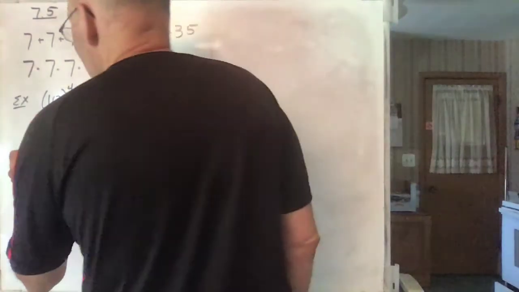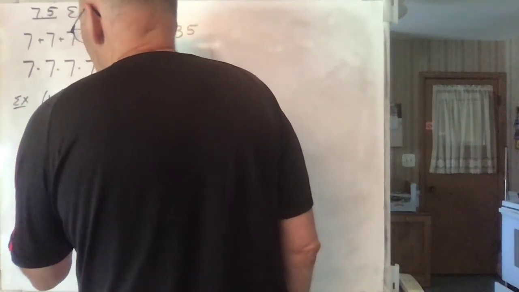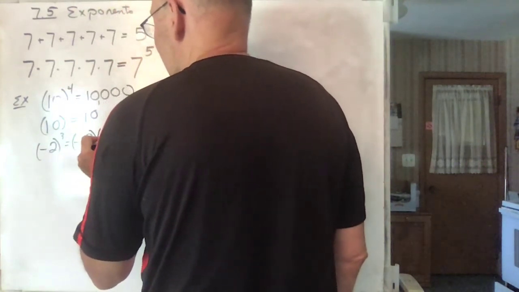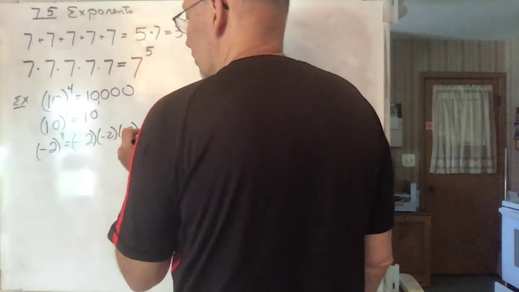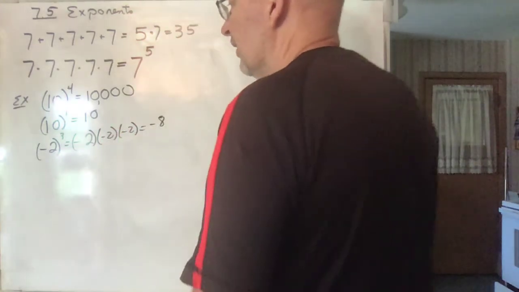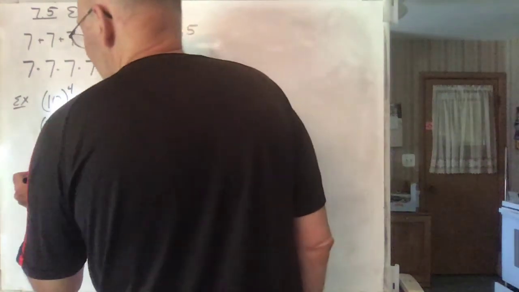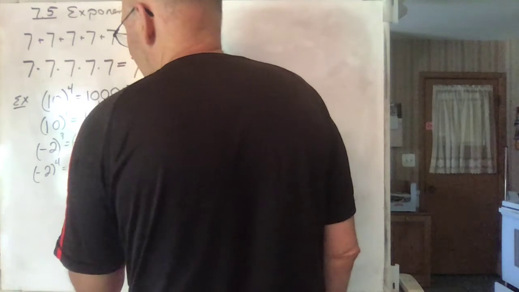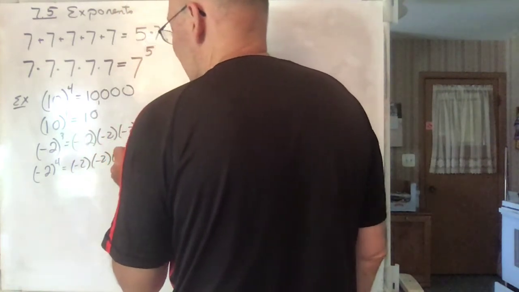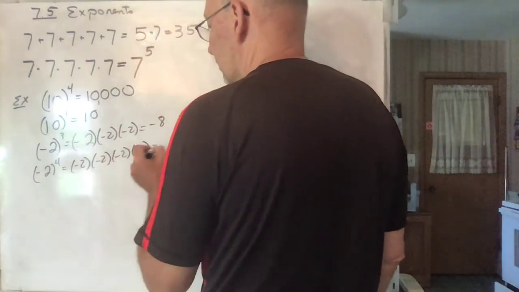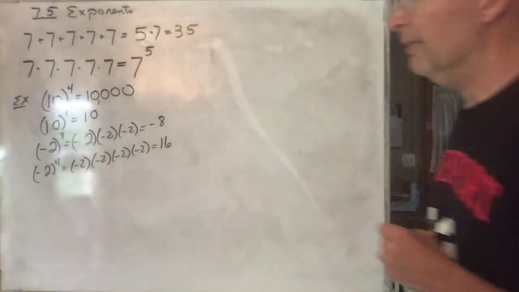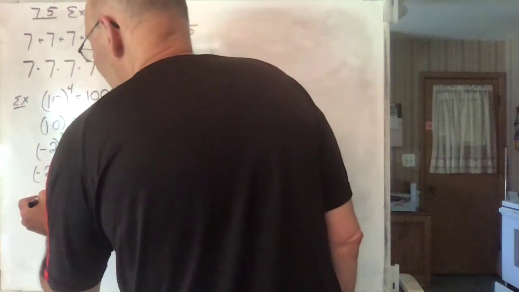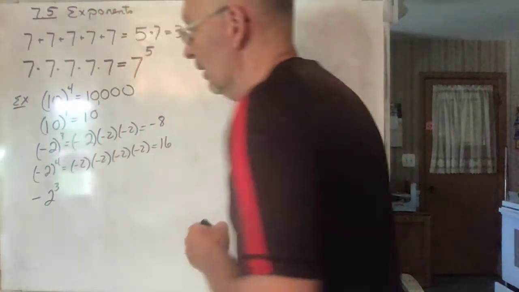If you have negative 2 to the 3rd power, that means negative 2 times negative 2 times negative 2, which is what? Negative 8? It's negative 8. If you take negative 2 to the 4th power, you're going to have negative 2 times negative 2 times negative 2 times negative 2, which is what? You're going to get positive 16. Agreed?